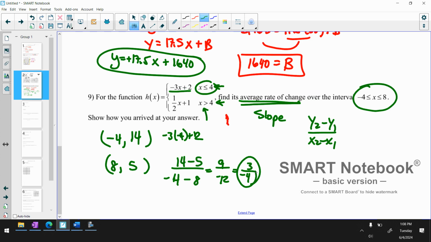That's all they're asking. They're going to give you an interval like this. That's your first x, that's your second x. Find the y value, right? First x, second x. Find the y value that goes with that. Solve it.